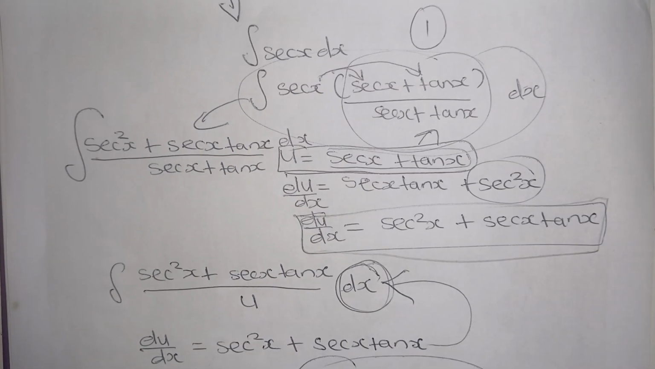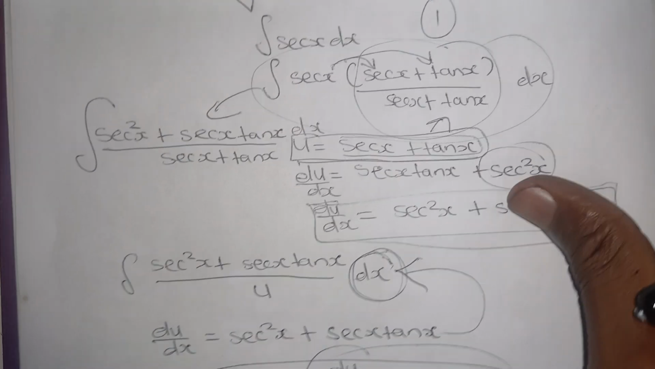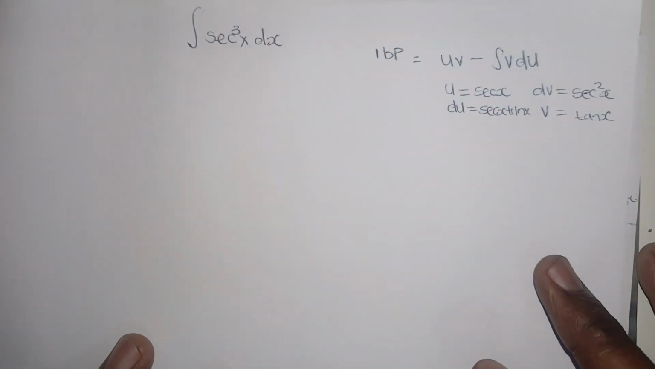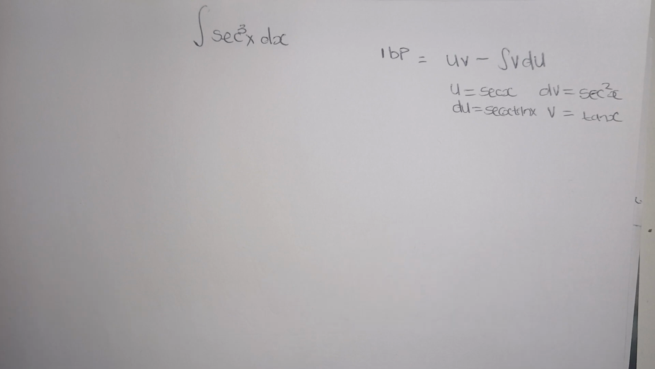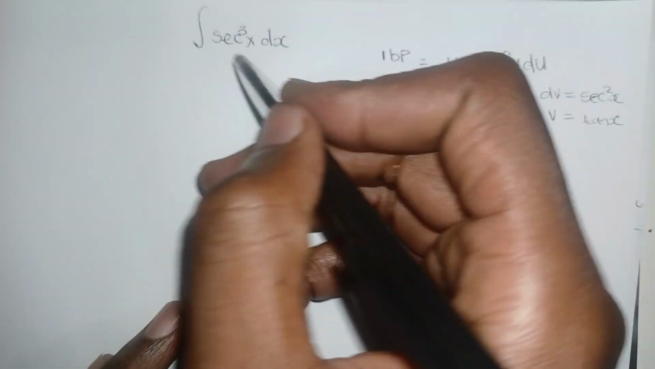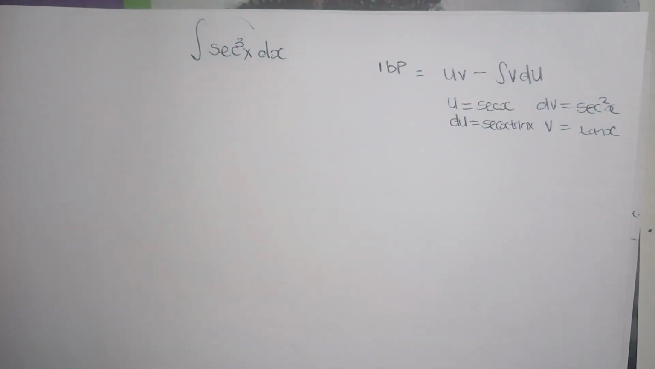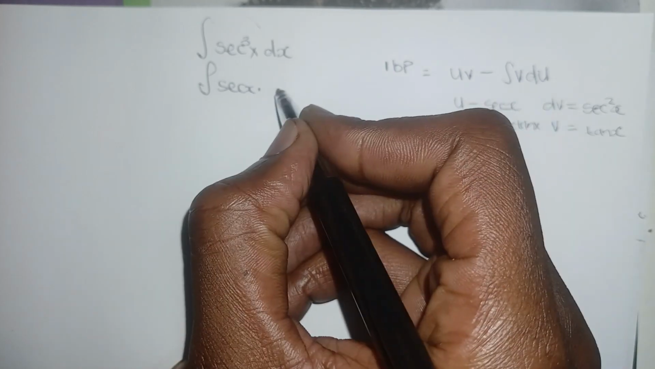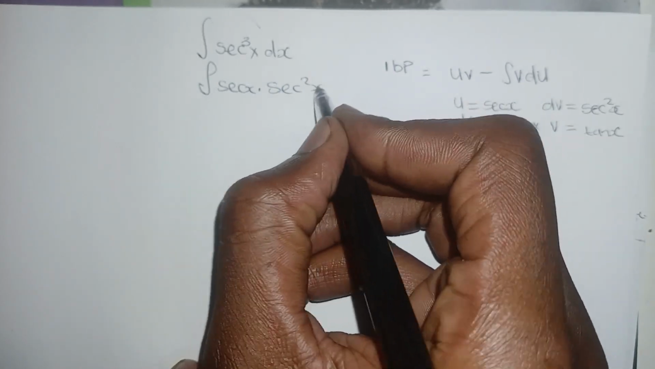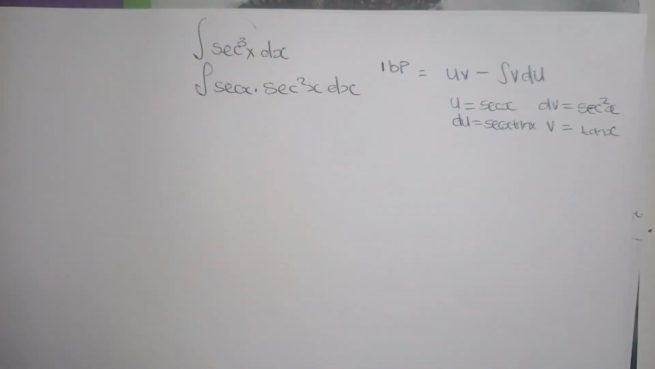Right. Now let us go to our question, the main focus of the video. This is our question. Now, the integration of sec cubed x, we have to expand it first. We need sec x multiplied by sec square x dx. Right, sec square x, then dx.